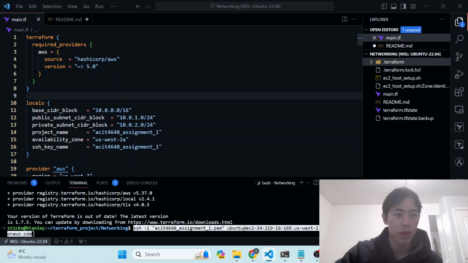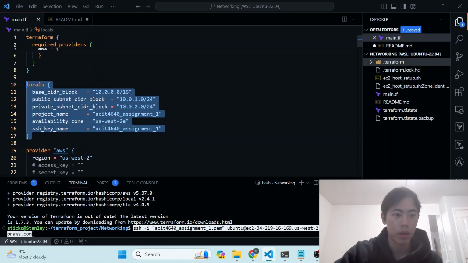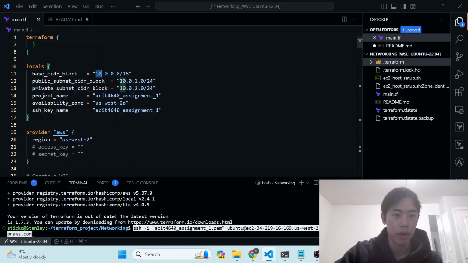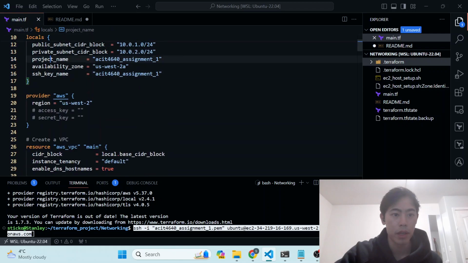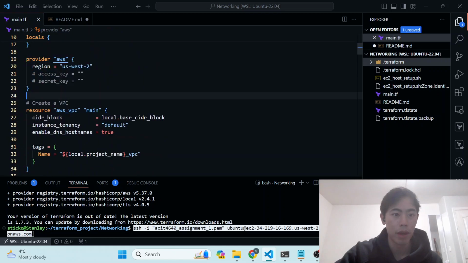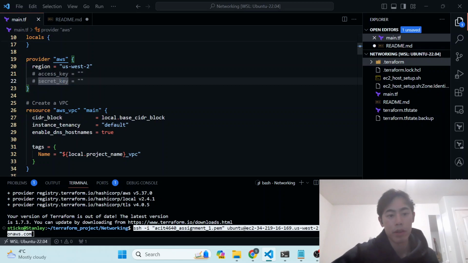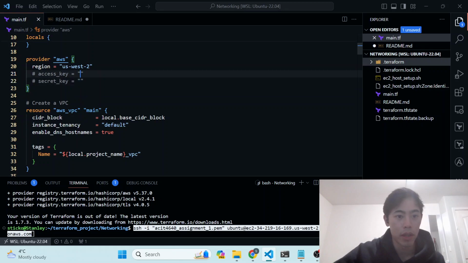Terraform. So, self-explanatory: providers, local variables, IP set to 10 and subnet mask set to 16, public private, SSH key name, project name, provider AWS. I have access and secret key commented out because I tried a different way to SSH. I don't have them presently here because it's bad practice to have them hard-coded.